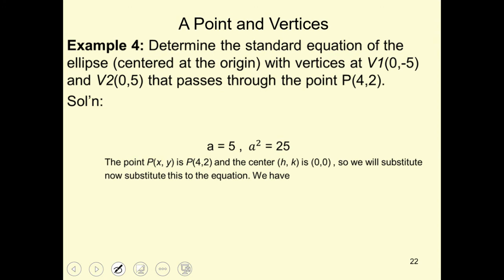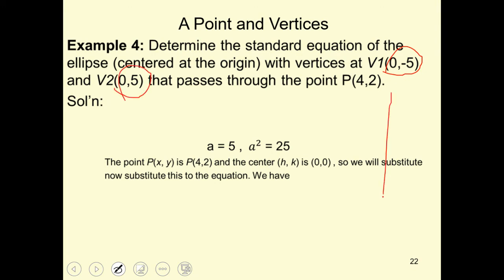How about if given are a point and vertices? How will we do that? Determine the standard equation of the ellipse centered at the origin with vertices at 0, negative 5 and 0, 5 that passes through the point 4, 2. The vertices are found on the y-axis, class.